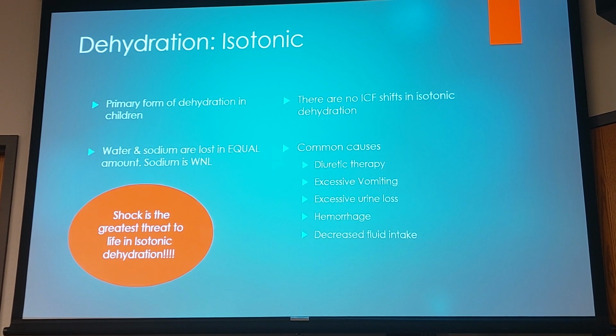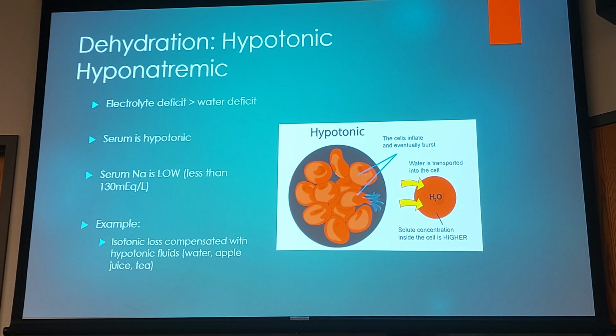So in your isotonic dehydration, now we're talking about the tonicity in your extracellular fluid, so what's in your blood, right? Isotonic is the primary form of dehydration, equal losses. So you're going to have normal-looking electrolytes, but you have less of both floating around. You're not going to have any shifting of fluids between the cell and the extracellular fluid. Diuretics do it, excessive vomiting, urine loss. Now over time, these things might change, right? Initially, you're usually isotonic, the more common type of dehydration.